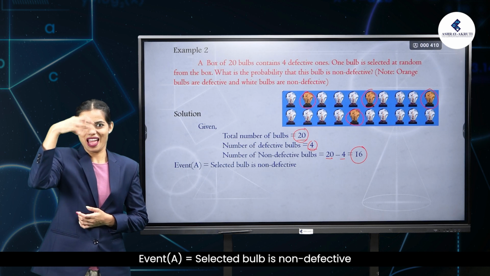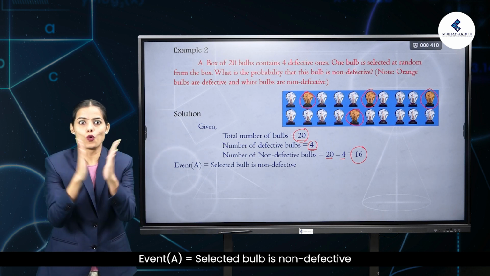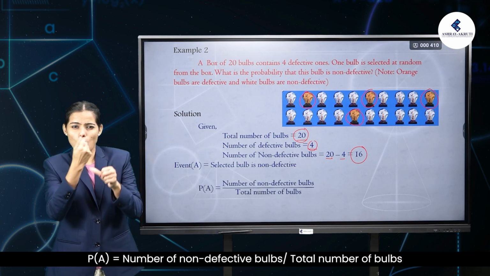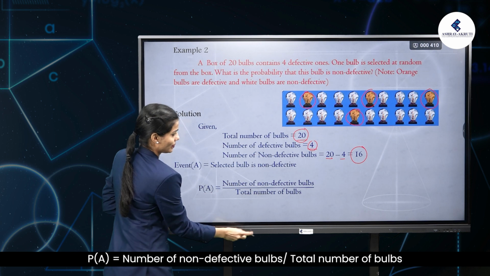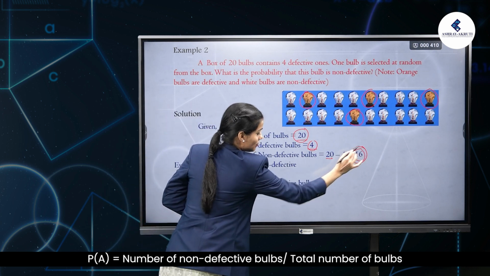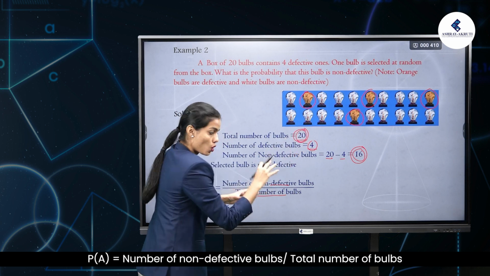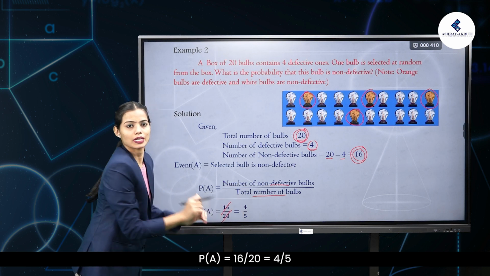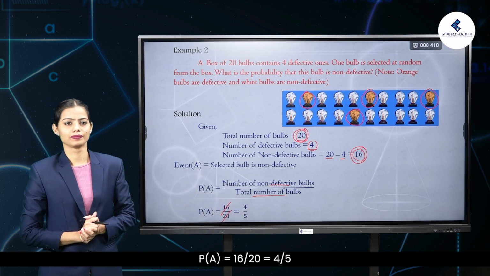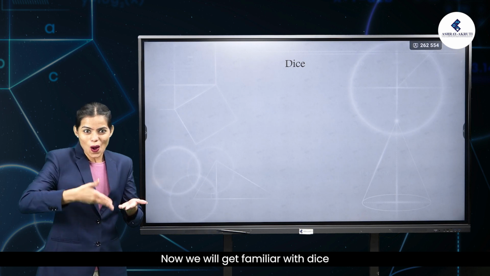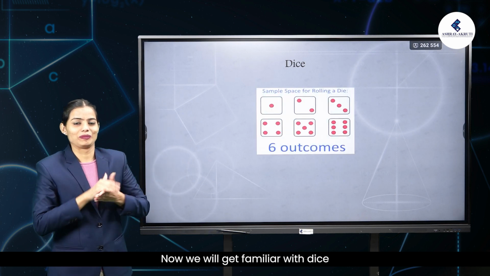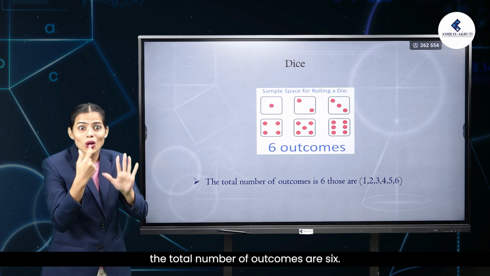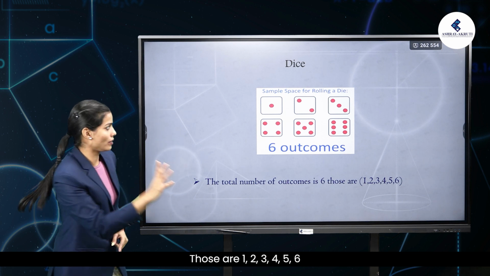Event A is equal to selected bulb is non-defective. P of A is equal to number of non-defective bulbs by total number of bulbs. P of A is equal to 16 by 20 is equal to 4 by 5. Now we will get familiar with dice. When a dice is rolled, the total number of outcomes are 6. Those are 1, 2, 3, 4, 5, 6.